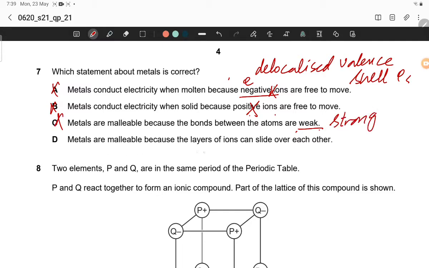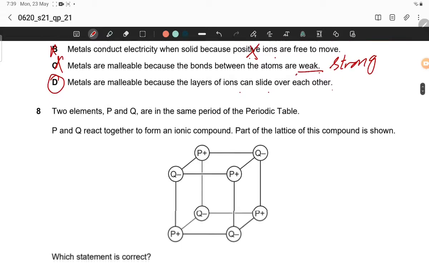Metals are malleable because the layers of ions can slide over each other. This is the correct option because layers of ions are regular and they can slide over each other.